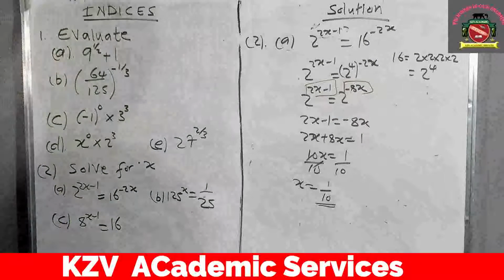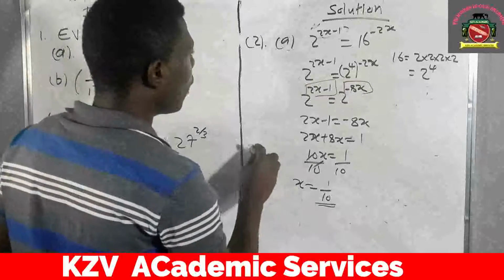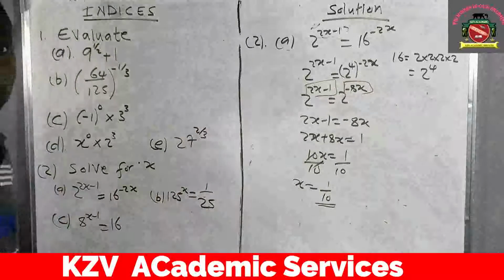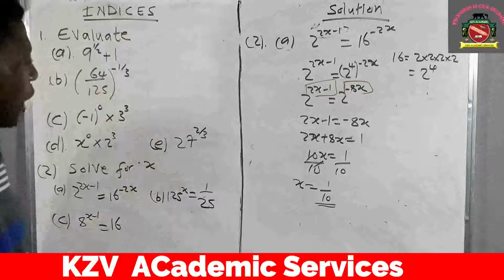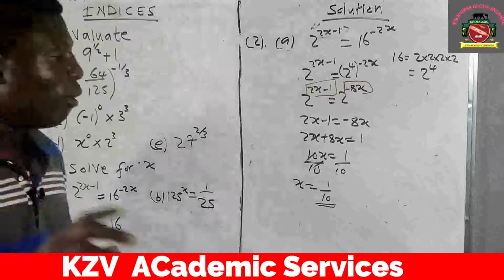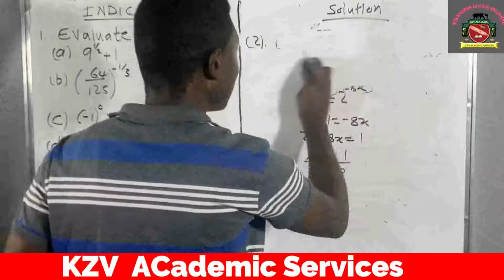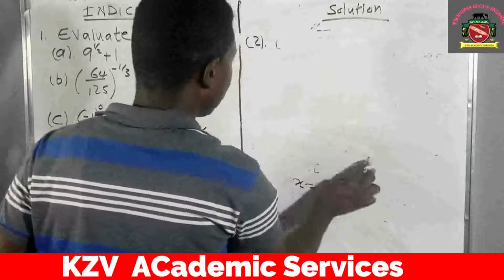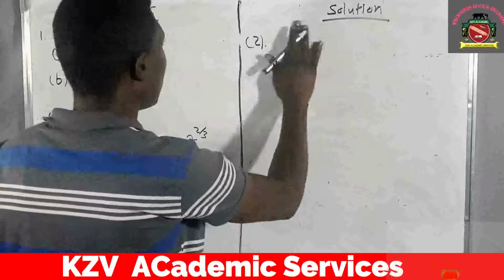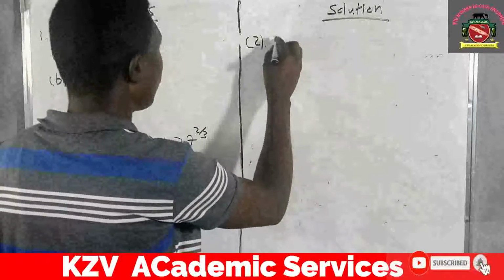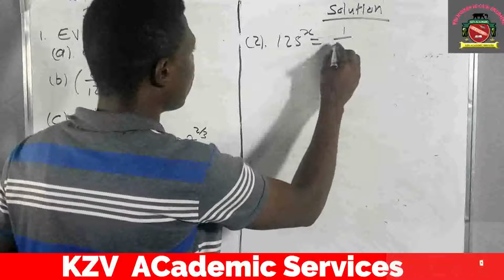Now let's move on to question 2b. I'm going to erase. Can I erase? Those that have smartphones, please capture. Now, let me go to B. This question came in GCE 2021. Very simple question. We have 125 to the power x is equal to 1 over 25.